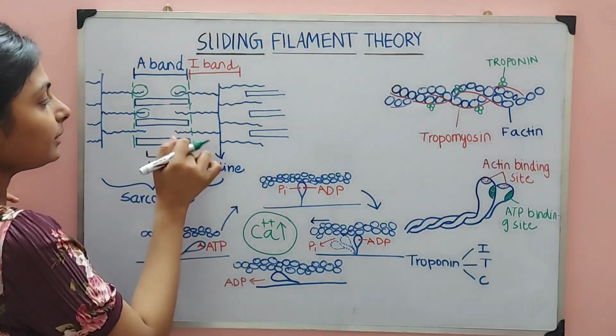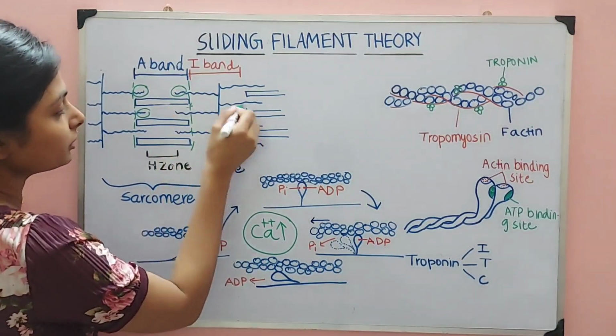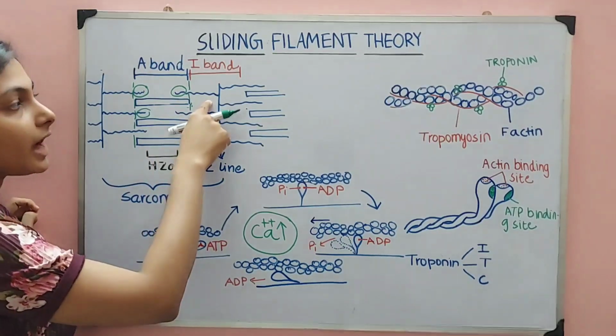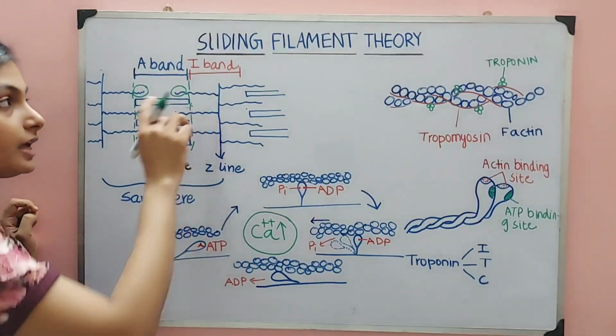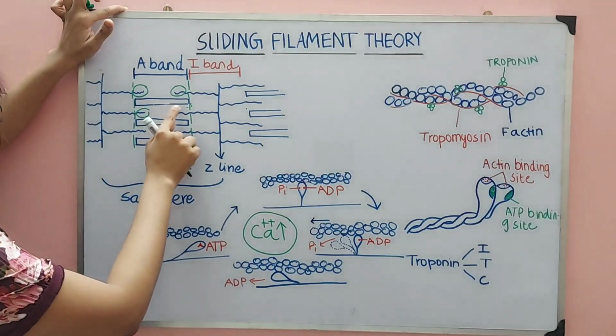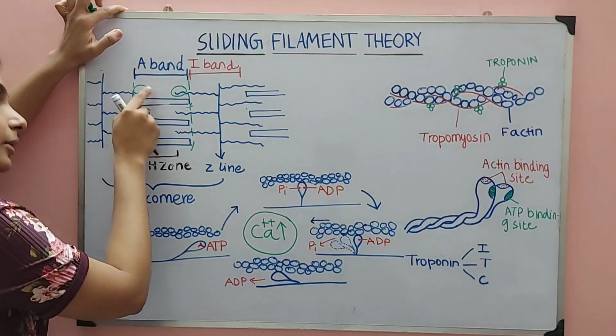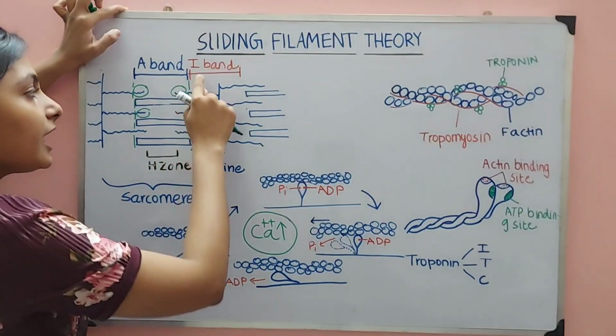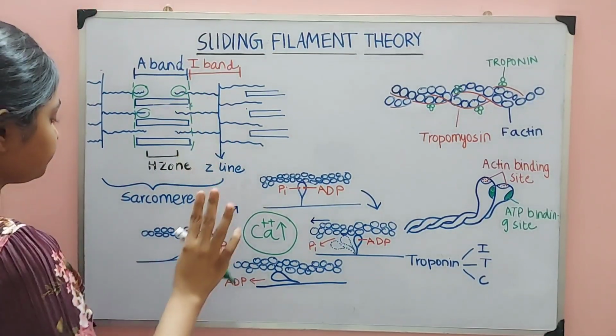Coming to the I band, it starts from here to here. So you see there is no thick filament. So the I band has only thin filament. Keep this in mind. The A band has both thick filament, the entire thick filament, and some part of thin filament on both the ends. The I band has only thin filament.